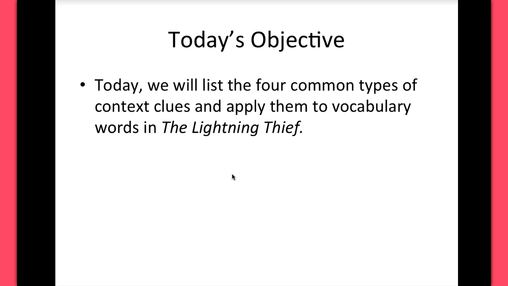All right, so for today, our objective in this very short amount of time that we have on this lovely Thursday, this minimum day, is going to be to list the 4 common types of context clues, and then we are going to apply them to vocabulary words in the lightning thief. So this objective actually has 2 parts, and typically I like to give you guys just one task to complete. So we'll see if this will work. Okay, so here we go.